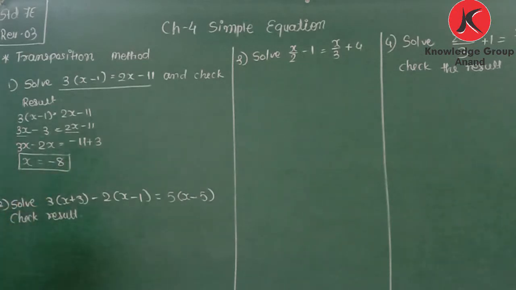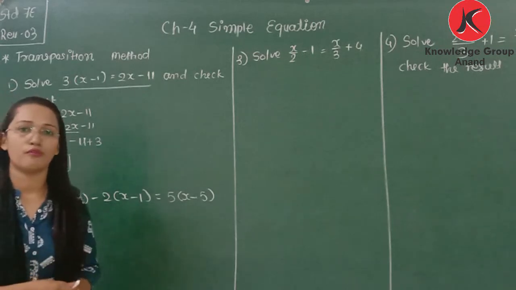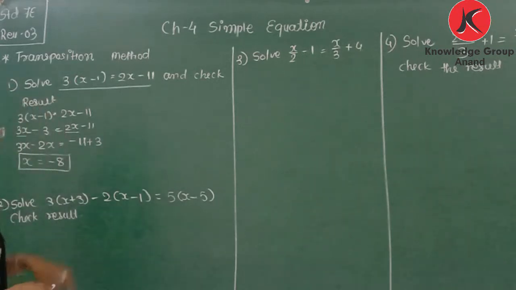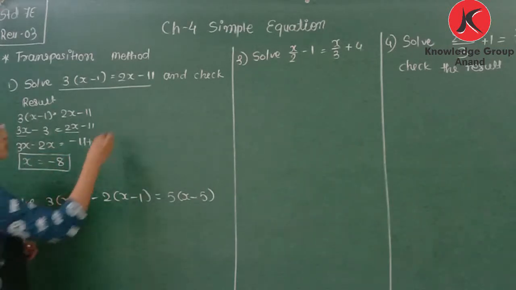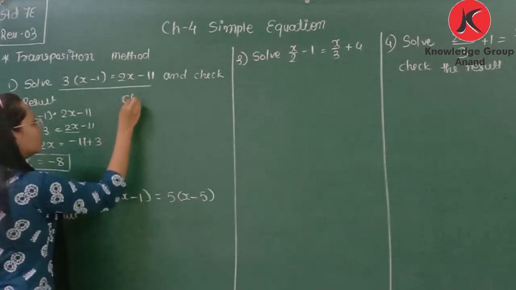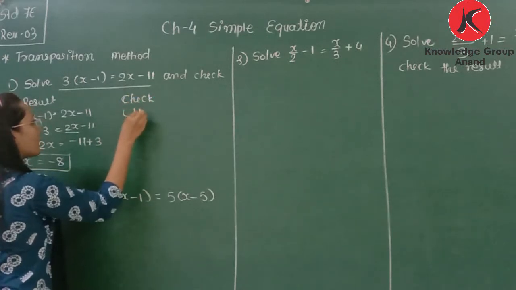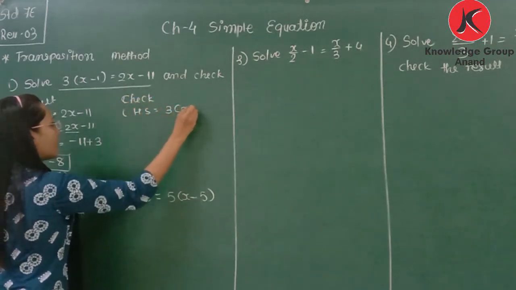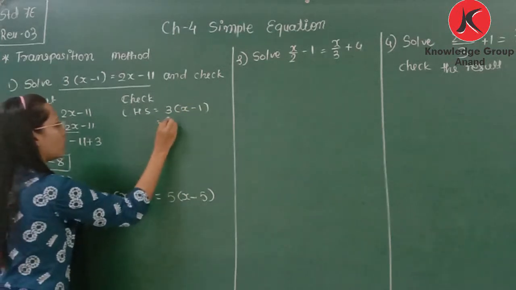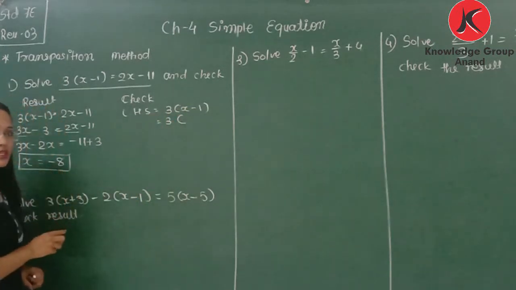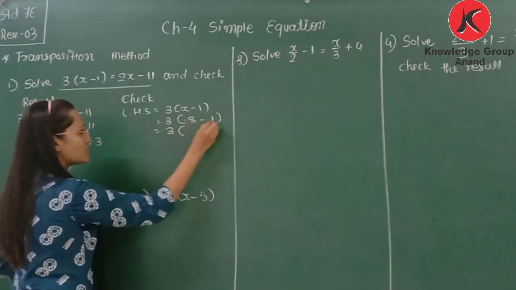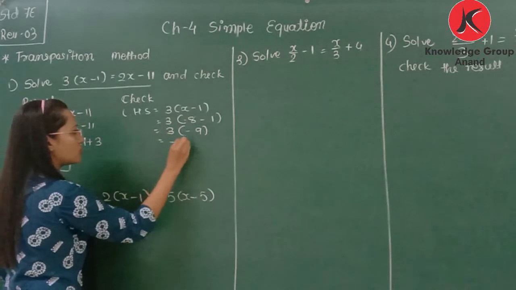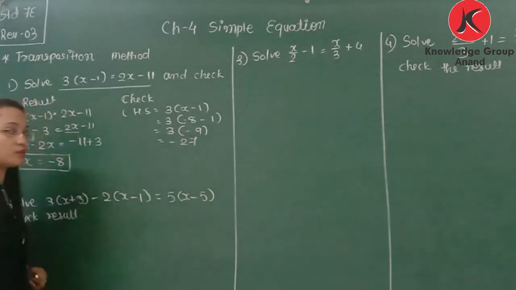Now we need to check whether our answer is correct or not. How can we check that? It is the same as we performed in the previous example: write the value of the variable in the left hand side and right hand side. So let's check. Our left hand side is equal to 3(x minus 1). Now what is the value of x? Here we found it is minus 8. Minus 8 minus 1 is minus 9. So it is minus 27. 3 is in a multiplication.